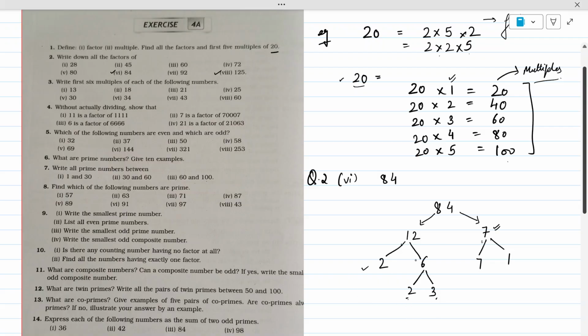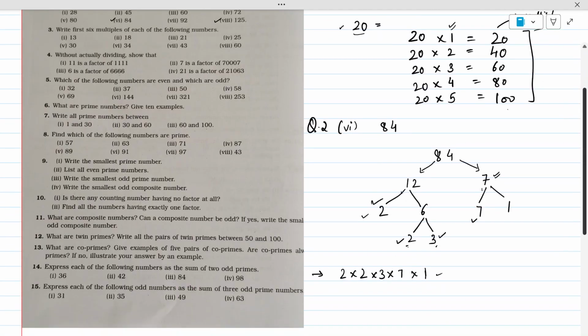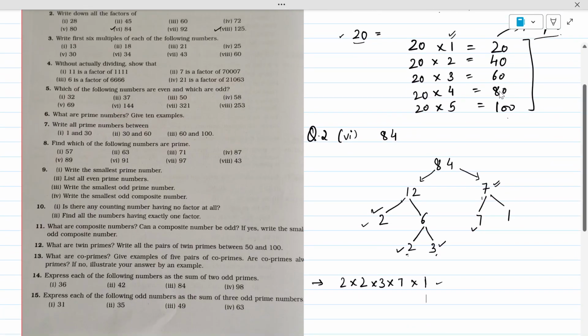So our total factors of 84 are this 2, this 2 and this 3, this 7 and 1, of course. We'll have 1 everywhere, so I'm just taking 1 here. If you multiply these, you will get the number 84, and these are all the factors of 84. We have used the prime factorization method here. Now let us move to another question. Let us find the prime factors of 125.